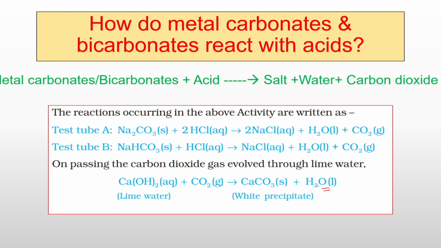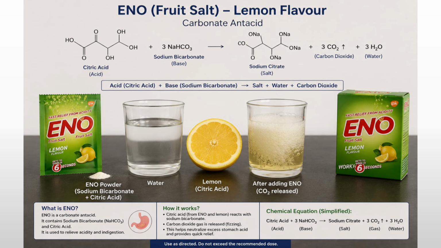So this is the general reaction you need to know: metal carbonates and bicarbonates react with acid to form salt, water, and carbon dioxide. This very simple phenomenon you must have observed whenever you pour a packet of Eno in water: it fizzes, and that fizz is used to treat acidity. Similarly, when you put 1 or 2 drops of lemon on Eno, you will observe effervescence.